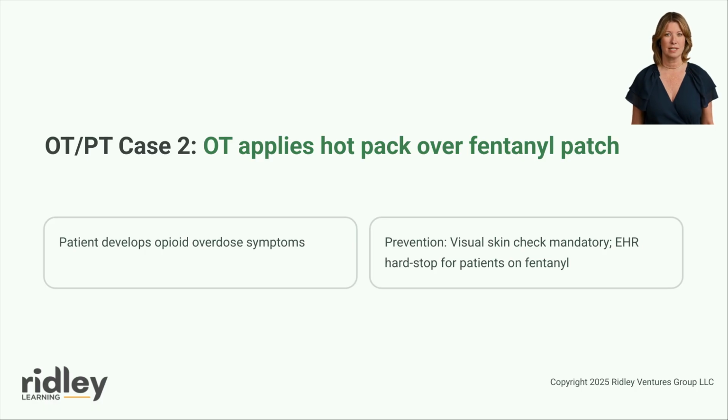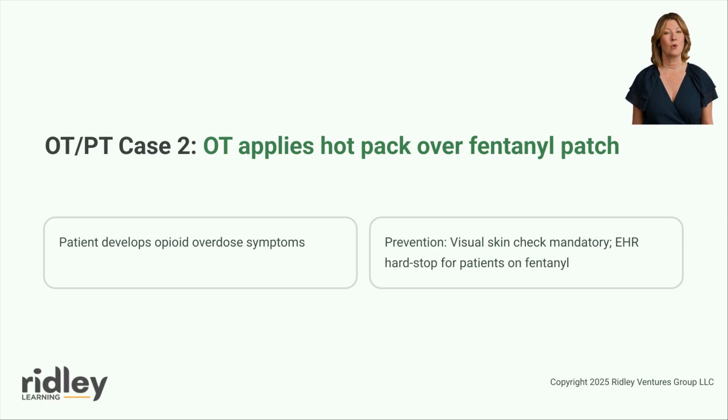Analyzing this case, this is a catastrophic error of commission. The active failure was the application of heat without performing an adequate visual skin inspection. Latent conditions included ineffective training on ISMP warnings and a workaround, placing heat over the shirt, which eliminated the final visual skin check.